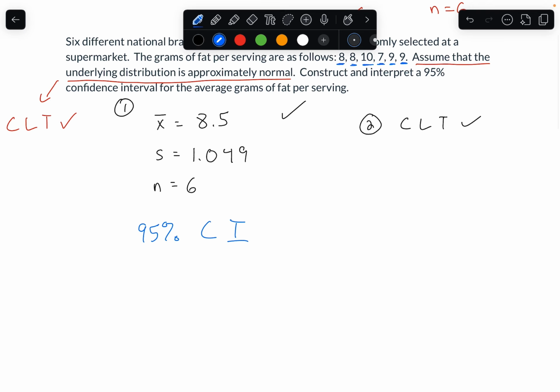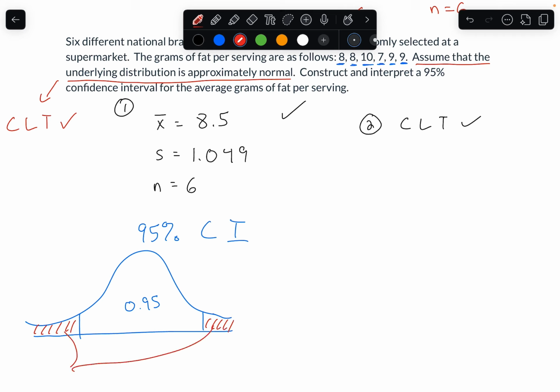So remember back to a couple videos ago when we were talking about how to deal with the T distribution. We want the proportion in the middle to be our confidence level, which in this case is 0.95. I want to find the two-tail area. So that's just going to be 1 minus our confidence level. So 1 minus 0.95 to end up with 0.05. So our two-tail area is 0.05.